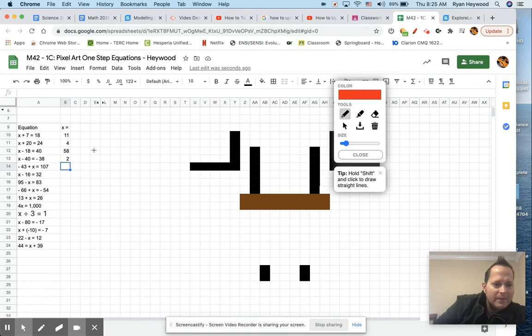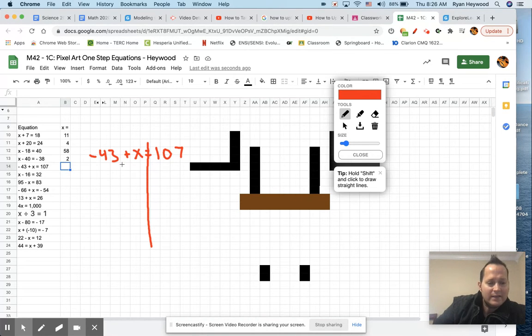All right, negative 43 plus x equals 107. Again, pause the video, try this one on your own. We have negative 43 plus x. So on this side, there's a couple of mistakes that some students might make on this one. They see, well, I'm adding x, so the inverse of adding is subtracting. But that's not actually right, because you are adding x, but on the side with x, you have a negative 43. So what's the inverse of negative 43? How do you get rid of that negative 43?